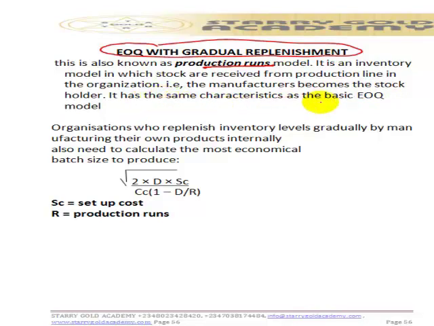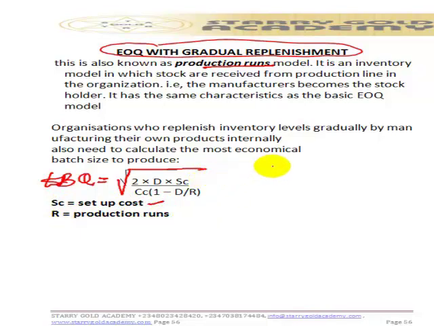It has the same characteristics as the basic EOQ model. The organization will replenish inventory levels gradually by manufacturing their own product internally. Also needs to calculate the most economic batch size to produce. So in this case, we will be calculating economic batch quantity with the formula square root of D into SC over CC into 1 minus D over R. SC in this case means setup cost, R means production runs.